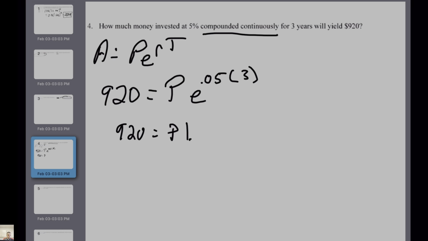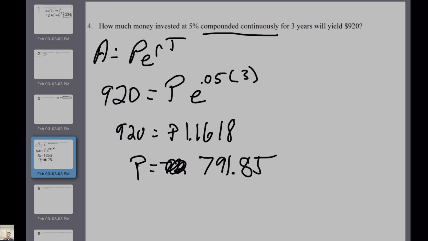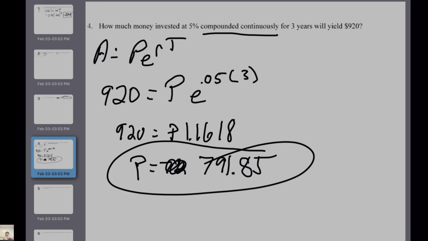So that's 1.1618. So I'm going to take 920 and divide it by that. Oops. 920 divided by that answer. So our principal amount that we started out with was $791.85. So I got a little bit different on that one. They gave it to you. Yeah, there it is.